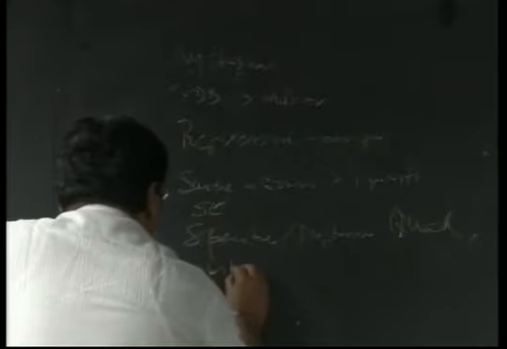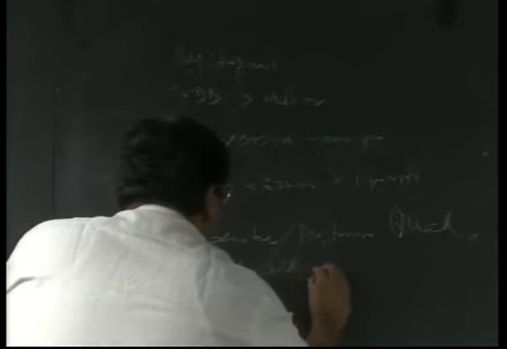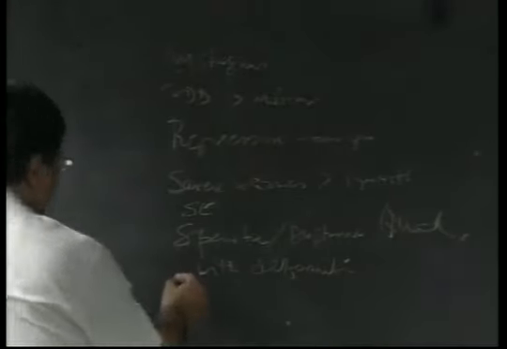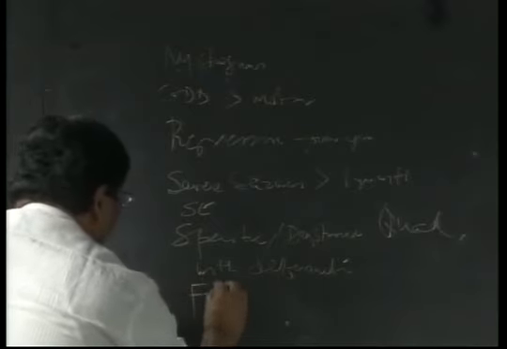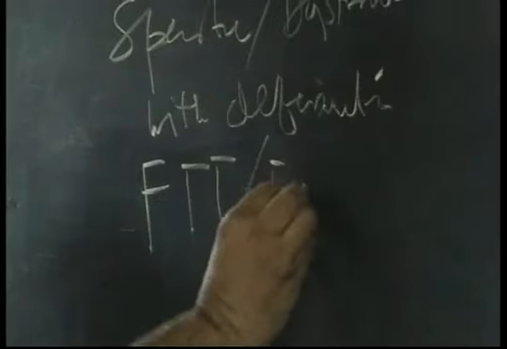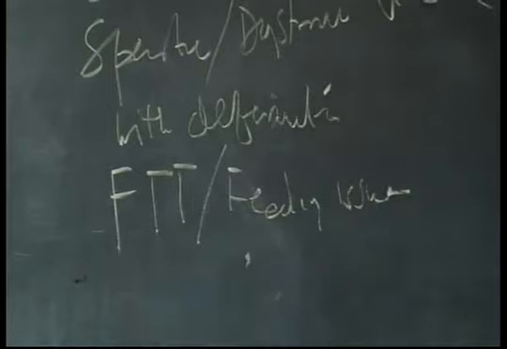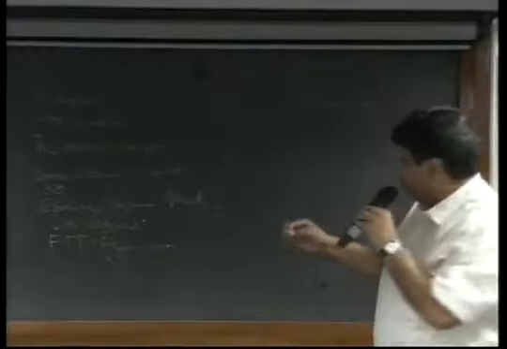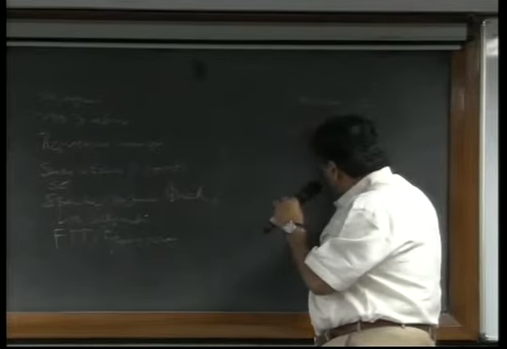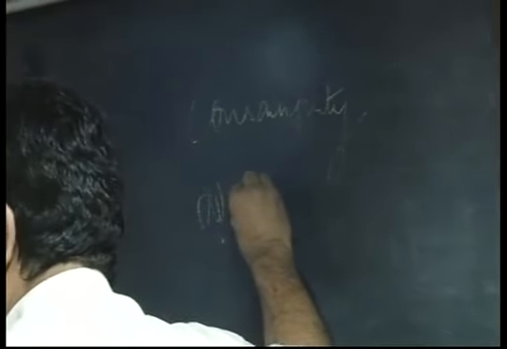Quadriplegia with deformities, right? Then anything else? Failure to thrive, feeding issues, on a background of consanguinity. And normal delivery. Yeah, and normal birth history. So birth history, there was a history of fever antenatally.